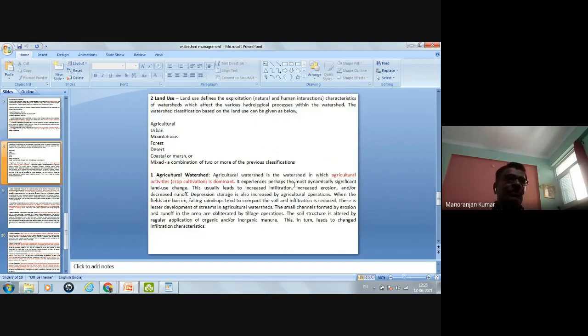Okay. Also, we have seen the different types of watershed on the basis of land use. So, on the basis of land use, what are the different types of watershed? Agricultural watershed, urban watershed, mountainous watershed, forest watershed, desert watershed, coastal watershed, and mixed watershed.